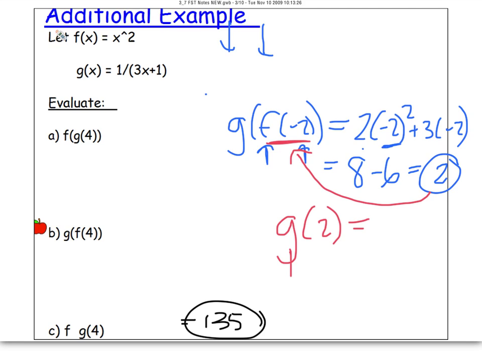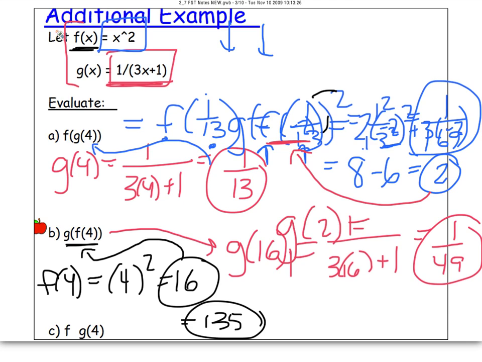Reversing the order, let's take a look at g of f of 4. I'm going to find f of 4 first from the inside. Go to the f function here. Instead of x squared, it's 4 squared, 16. That is f of 4, so I put it in there. Now I need to find g of 16. So I'm going to go to the g function, which is this one here, and put in 16 for x. And that's going to give us 1 over 49.